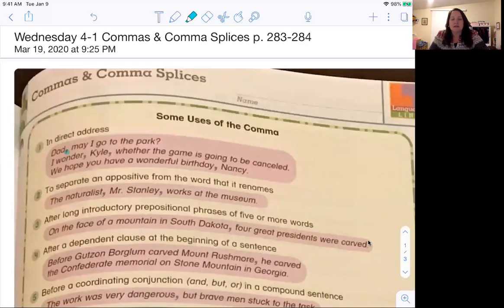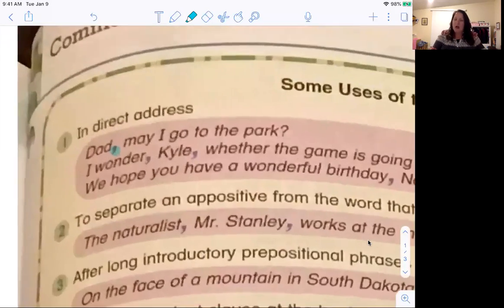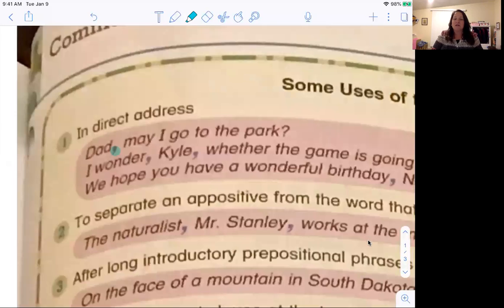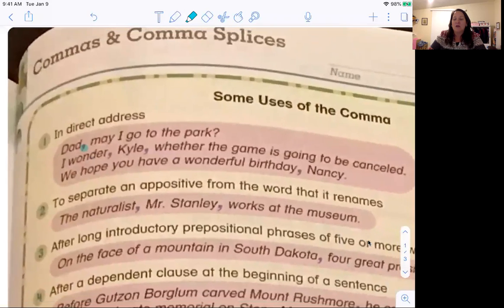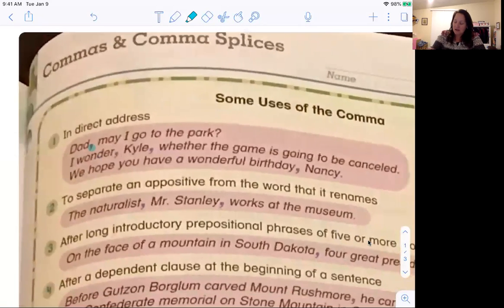There are different uses for different placements in a sentence for commas. A direct address means you are speaking directly to a person. "Dad, may I go to the park?" We are directly speaking to Dad in this sentence, so we have to have a comma after Dad. The second one: "I wonder, Kyle, whether the game is going to be canceled." We're isolating Kyle in this sentence because we are directly speaking to Kyle. I can take Kyle out and the sentence would still make sense: I wonder whether the game is going to be canceled.